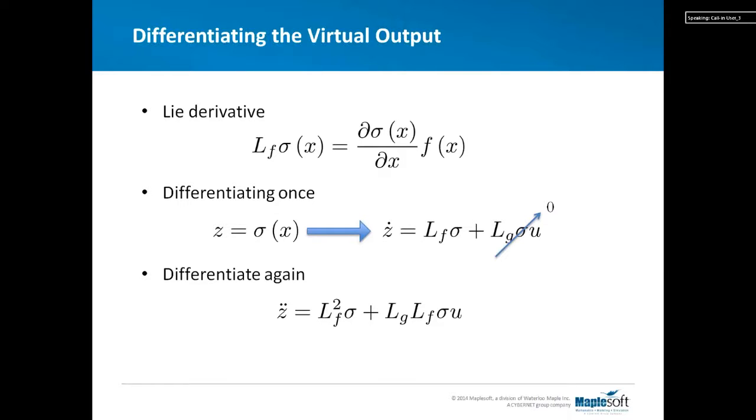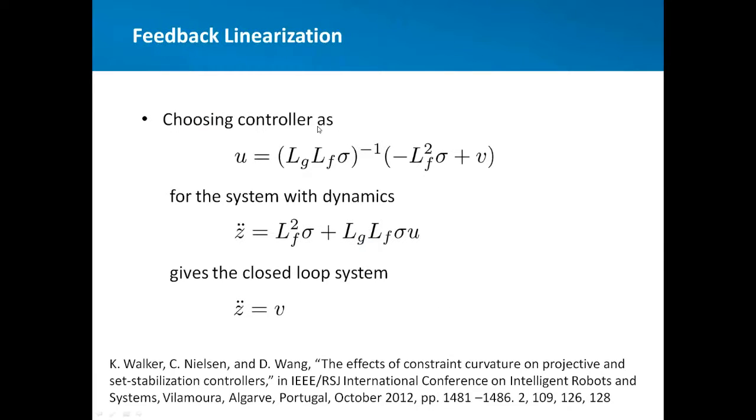So this is where feedback linearization comes in. We can choose our controller in this way, and that'll do something very special for us. So this is the z dot from the last slide, and with this u, what you're doing is canceling out this matrix here in front of the u, and then subtracting away this term with the L_f^2 of sigma, and adding in a new inner control loop variable.